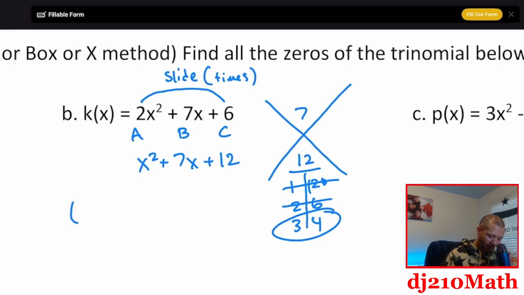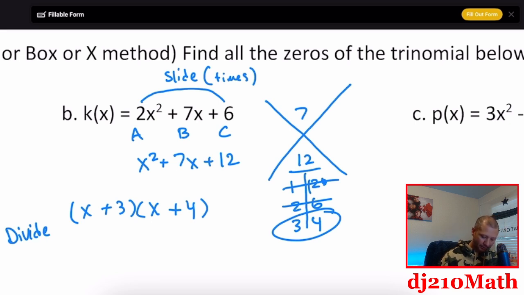So put it in the factor form. This is going to be x plus 3, x plus 4. Now, here comes the divide part, right? This is the most forgotten about part in the process. Because we times by 2, here we have to divide by 2. So this is how you do that. Slide and divide, right? This is the method.